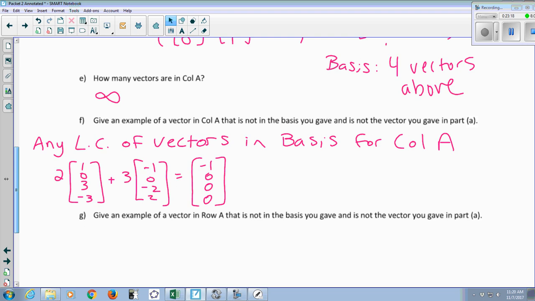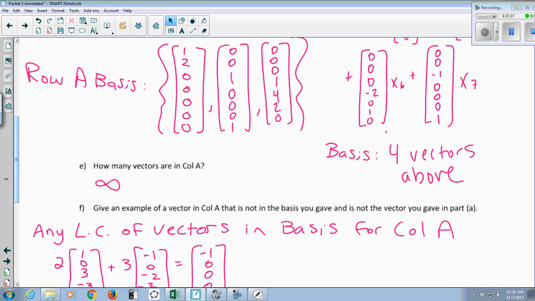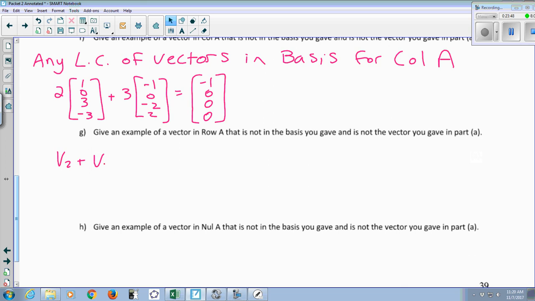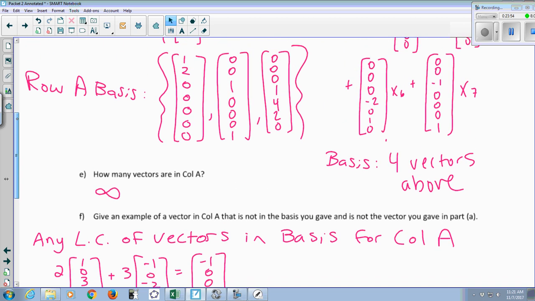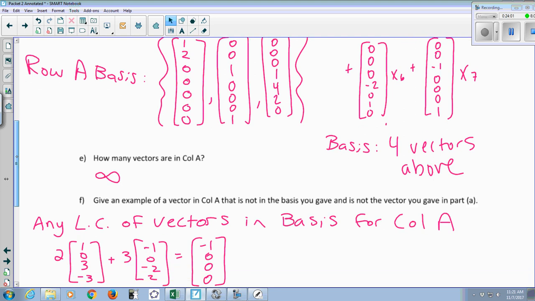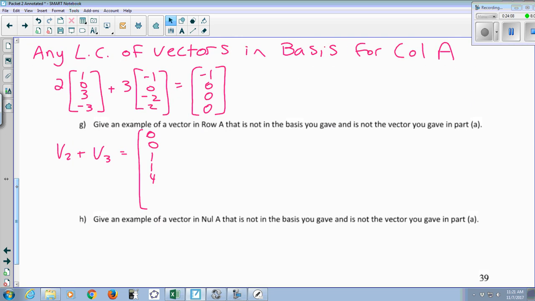I could do a similar thing to find any vector in row A. I don't want you to grab it right from the basis or use the vector that we gave in part A, but take a linear combination of the vectors in the basis of row A. So here's my row A basis. I could add 2 of them together, and I get a linear combination. So maybe I'll add vector 2 and vector 3. Let's see. It's going to be 0, 0, 1, 1, 4, 0, 0, 1, 1, 4, 2, 1.